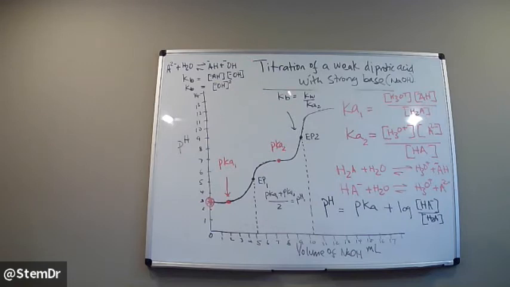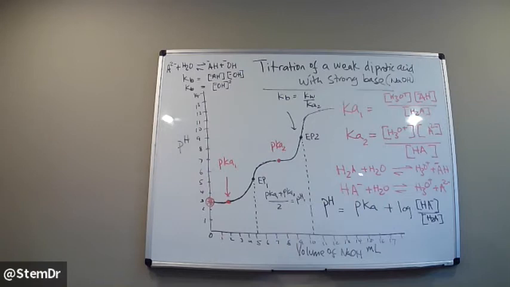Okay, let's continue our discussion on the titration of a weak diprotic acid with a strong base, such as sodium hydroxide. There are equilibrium constants that are necessary to do these calculations. The acid dissociation constant of your weak acid is a multi-step process where you have two equilibriums, represented by Ka1 and Ka2.